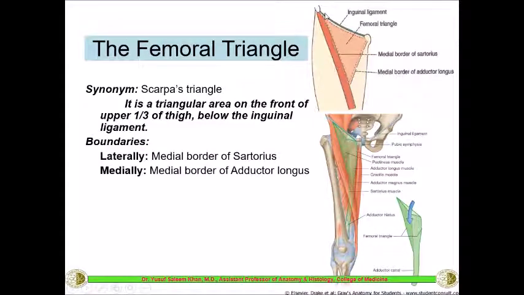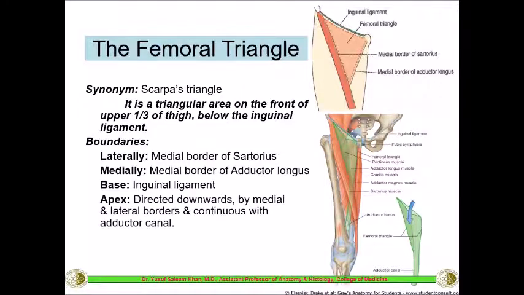So medial border of the sartorius, here is the medial border of the sartorius, and medial border of the adductor longus medially, and the base is formed by the inguinal ligament. As I said before, the base is formed by the inguinal ligament. These are the three boundaries of the femoral triangle: base by the inguinal ligament, laterally by the medial border of the sartorius, and medially by the medial border of the adductor longus.